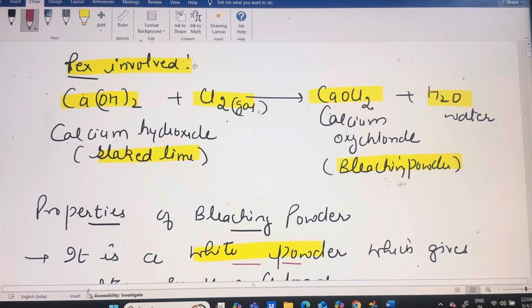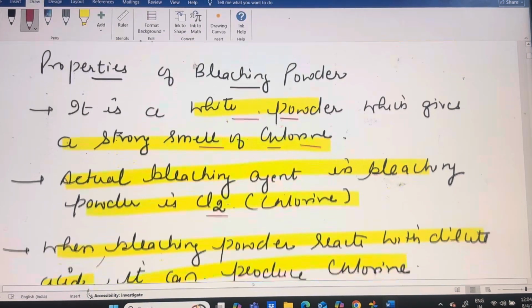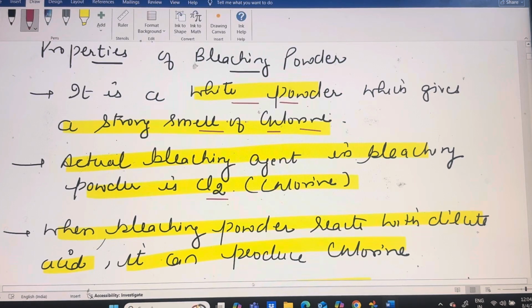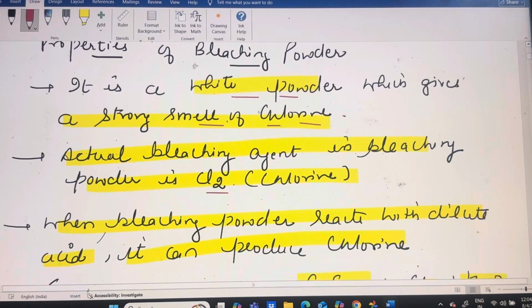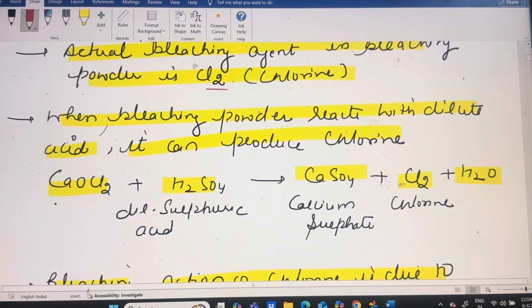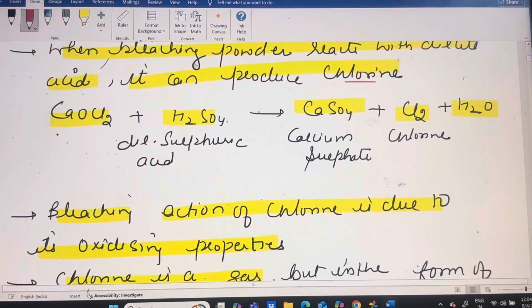And what are the properties of this bleaching powder? It is a white powder which gives the smell of chlorine. And you know, the actual bleaching agent in the bleaching powder is chlorine. And when the bleaching powder reacts with dilute acid, it can produce chlorine, because chlorine is a very important agent of this bleaching powder. Because जो भी bleaching powder का जो role है वो कौन करता है?